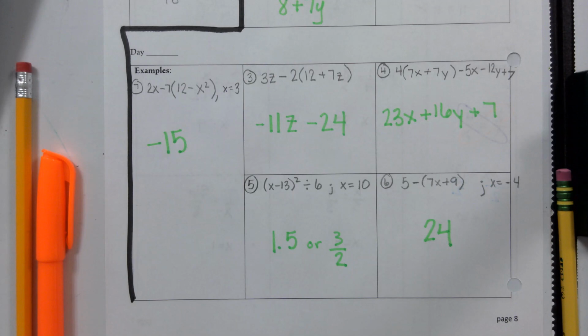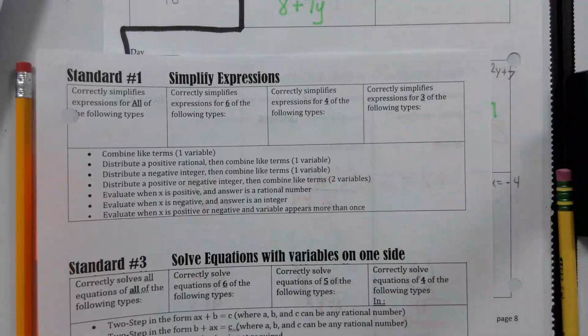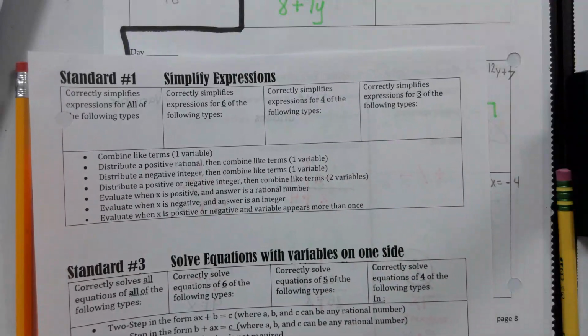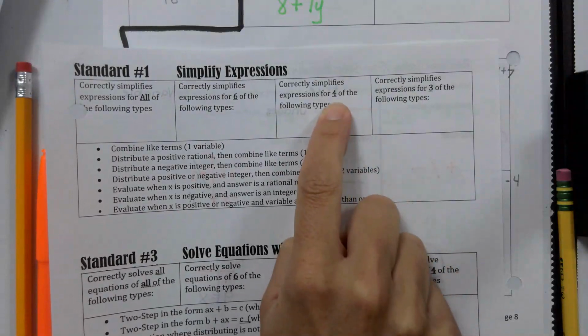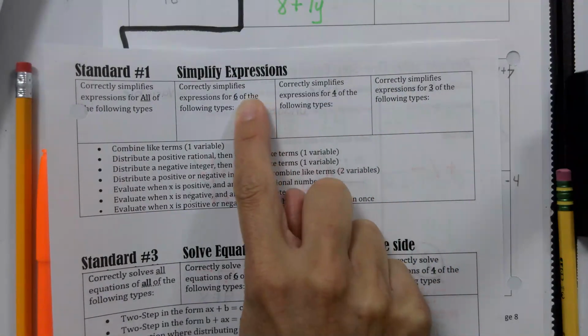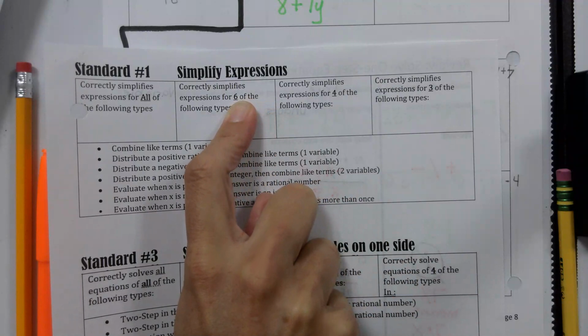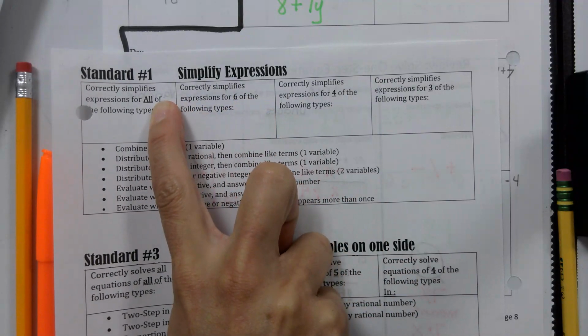The scale for this standard is found on page 11 of your notes packet. So this is on the warm-up sheet. So if you just turn to page 11, it tells you that you have to be able to do 3 questions correct in order to get a 1, 4 questions correct to get a 2, 6 correct questions to get a 3, and all of them to get a 4.